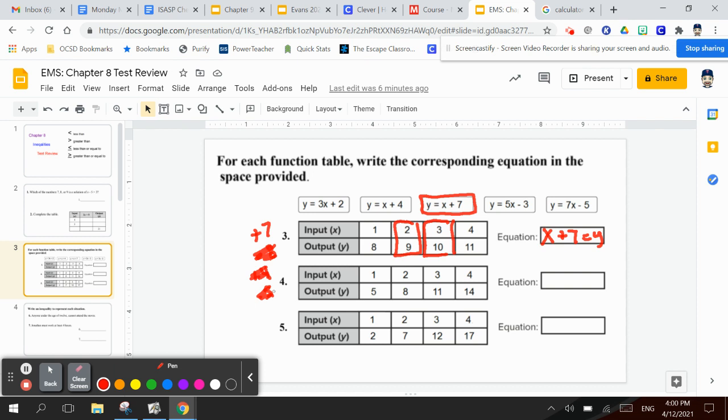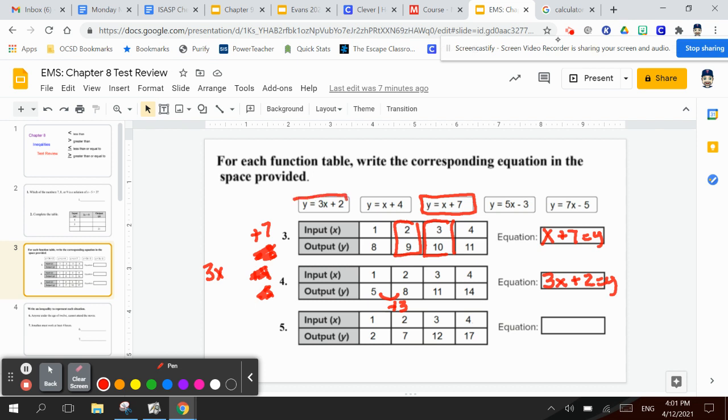So that means that it has to have a variable and multiply by it. So I look from 5 to 8. 5 to 8 is plus 3. So that means that I have to multiply x times 3. So if I multiply 3 times 1, that would be 3. What do I have to do to 3 to get 5? That would be to add 2. So in this equation, it's 3x plus 2 equals y.